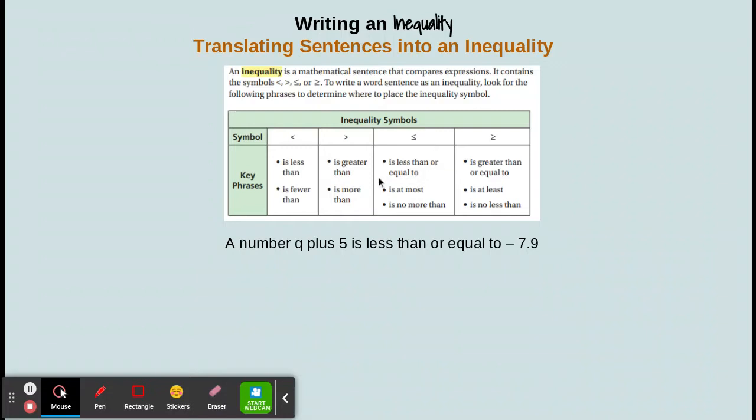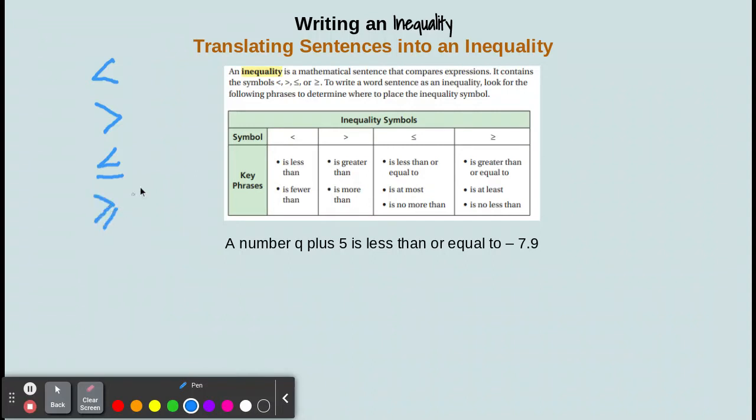Okay, and if you recall from years past, our inequality symbols look like this, right? This is less than, this is greater than, this is less than or equal to, and this is greater than or equal to. Less than or equal to combines these two symbols, and that's why there's an extra line underneath. Just like greater than or equal to, you combine these two symbols to make this one here.